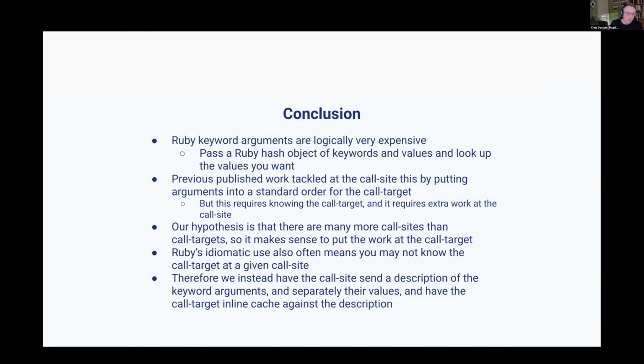Previous published work tackled this at the call site by putting the arguments into a standard order for the call target. But this requires definitely knowing the call target, and it requires extra work at the call site. Our hypothesis is there are many more call sites than call targets, so that's the wrong place to put the cost. It makes more sense to put the work at the call target. Ruby's idiomatic use often means you may not know the call target. Therefore, instead, we have the call site send a description of the keyword arguments and separately their values, and have the call target inline cache against the description.